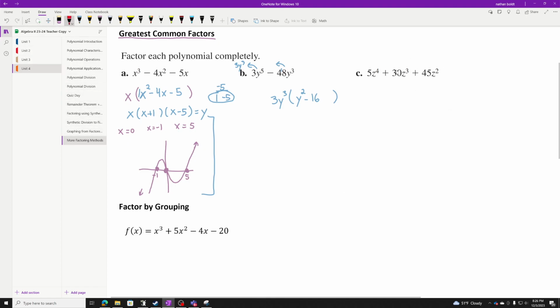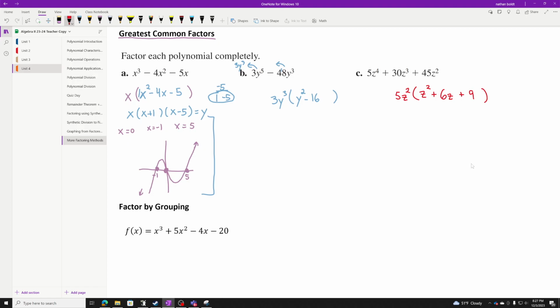All right, let's do our last one here. What do all these have in common? Well, we can divide them all by 5. How many z's? Z squareds. So I can pull out a z squared from all of these. All right, that means I'm just going to have a z squared at first. A 30z divided by 5 is a 6z. There's 1 z left over. And the last one plus 9.